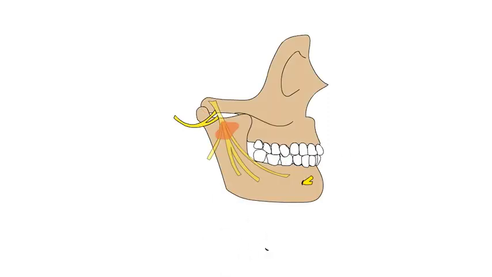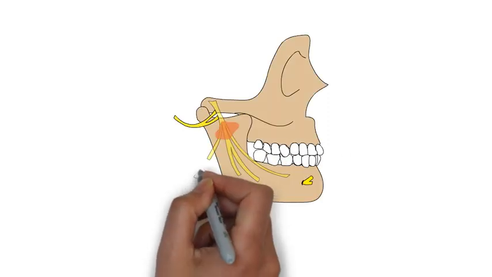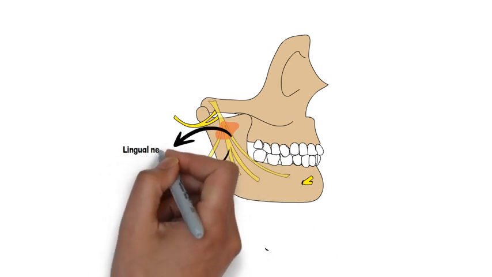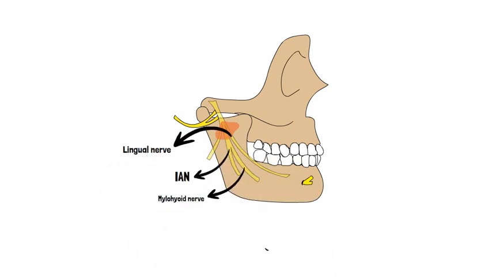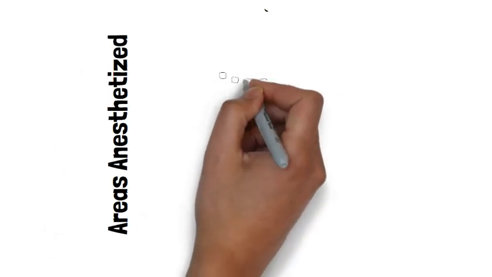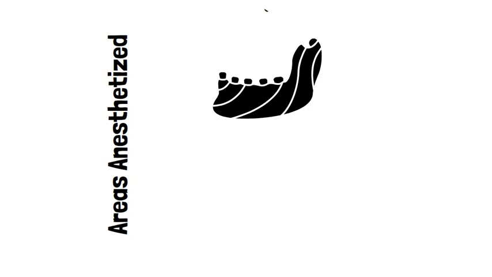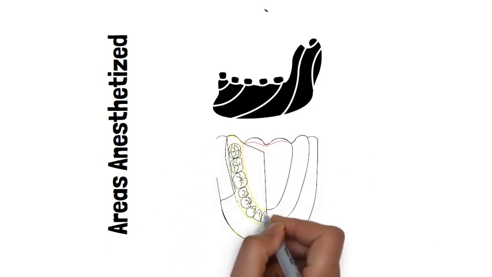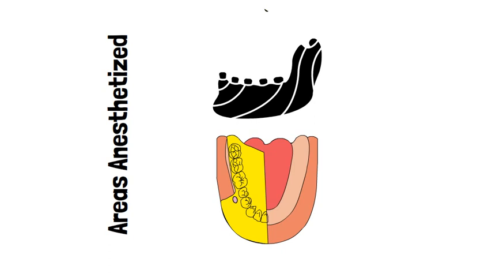The nerves that are anesthetized with the Vazirani-Akinosi technique are the inferior alveolar nerve, lingual nerve, mylohyoid nerve, and mental and incisive nerves. The areas that are anesthetized with this technique are the body of the mandible and inferior portion of the ramus, mandibular teeth up to the midline, buccal mucoperiosteum and mucous membrane anterior to the mental foramen, anterior 2/3 of the tongue and floor of the mouth, and lingual soft tissues and periosteum. These are the same areas that are anesthetized with the inferior alveolar nerve block.